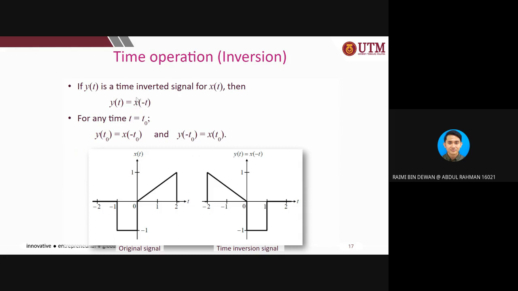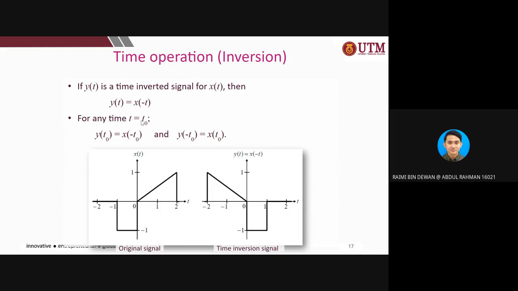If you see here, the operation is happening inside the bracket t, meaning the operation only happens in time, related to our horizontal axis. So for any t, which is equal to t naught, t naught.